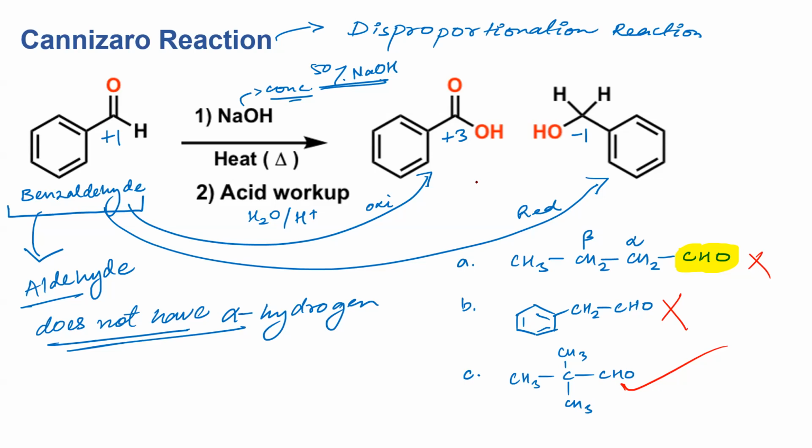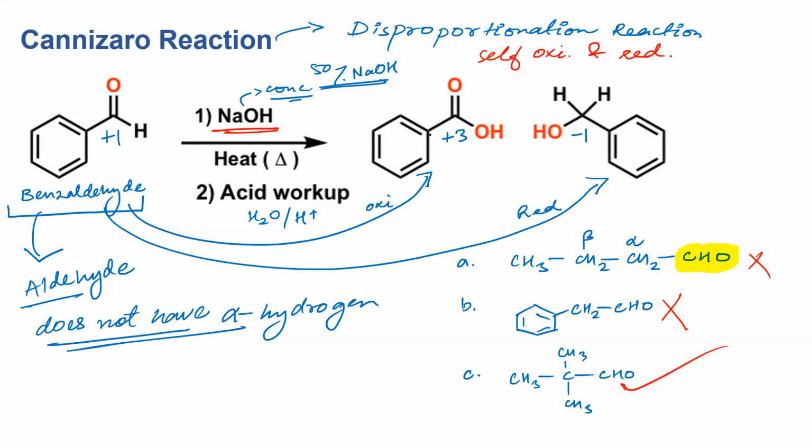Now, what happens in the Cannizzaro reaction? We have an aldehyde which does not have alpha hydrogen, and it undergoes self-oxidation and reduction. Disproportionation reaction means self-oxidation and reduction. It happens on treatment with alkali, concentrated NaOH. Then one molecule of the aldehyde gets converted into carboxylic acid, and the other molecule gets converted into alcohol.